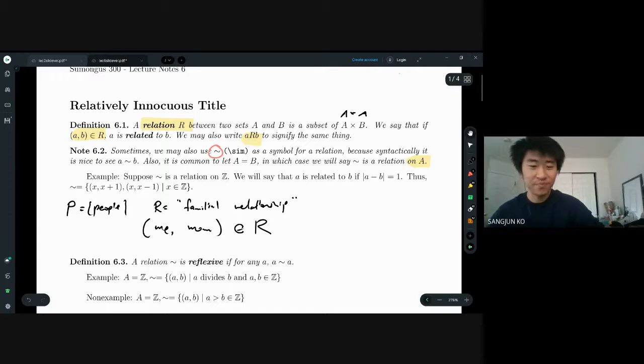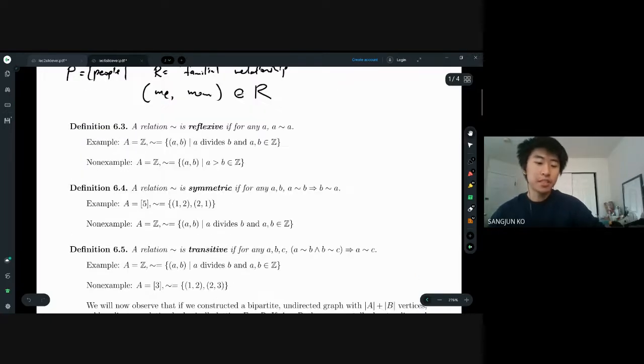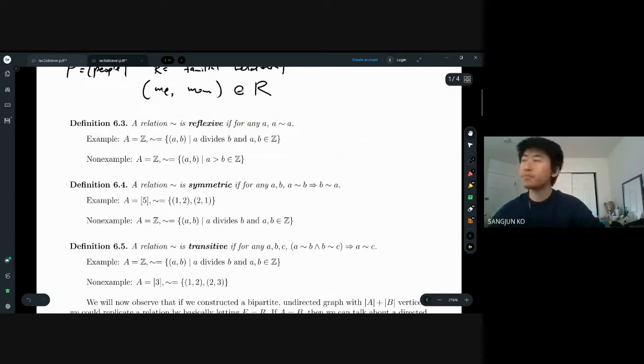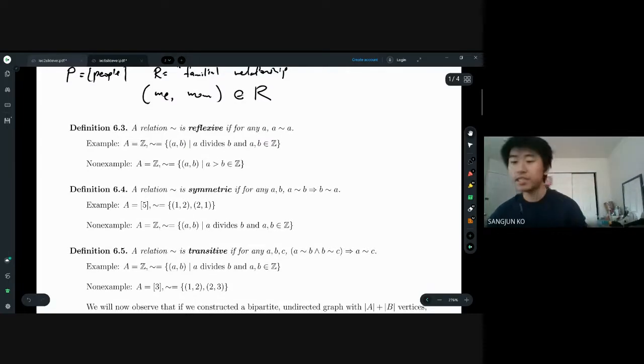Okay, great. So now we're going to discuss some properties of relationships. I don't know if that's the right word. Some types of relationships, let's say. So we're going to talk about reflexive, symmetric, and transitive, which you should probably remember from, let's say, high school geometry. Okay.